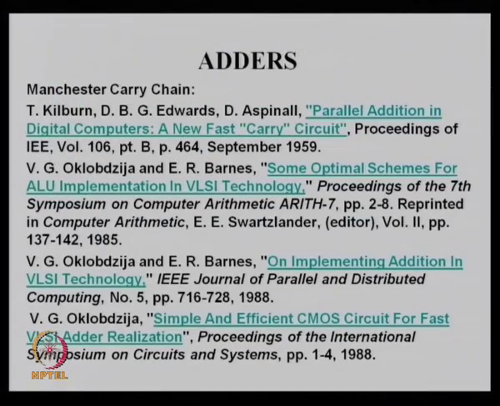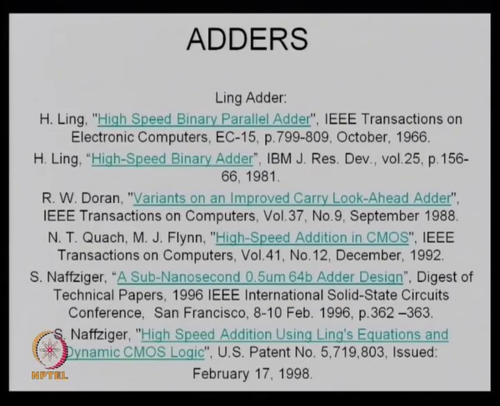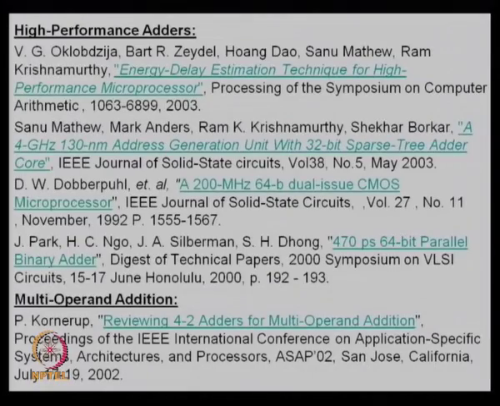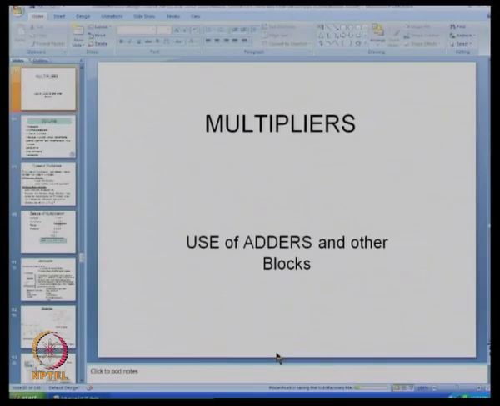Another book you can see is Lars Wanhammar's DSP ICs, published by Academic Press. And last but not least, a very recent book from McGraw-Hill, written by Kiat Seng Yeo and Kaushik Roy. Much of the data on power and speed has been taken from Kaushik Roy's book, with due regards to them. There are many references on number systems, on adders, and huge numbers of references available for multipliers.